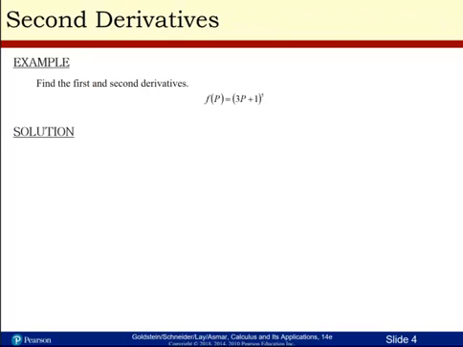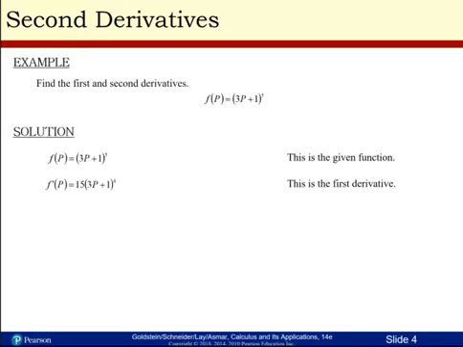All right, let's look at another one where we're going to take both the first and the second derivatives. We're going to look at some function of capital P, and it's going to equal the quantity 3p plus 1, all raised to the 5th. So let's write our given function, and then I'll begin taking the first derivative by using that power drop rule.